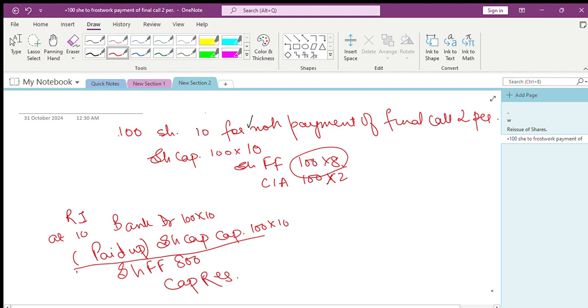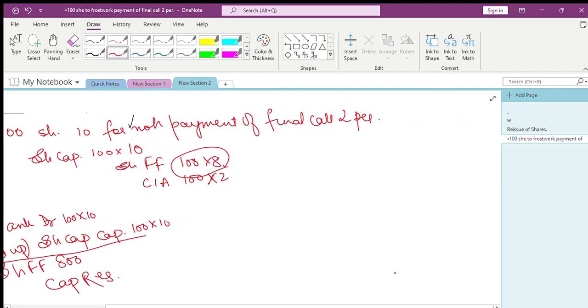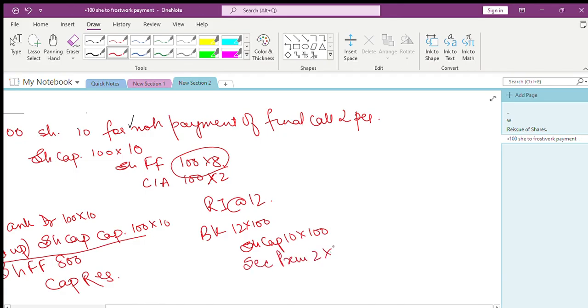What if this was reissued at rupees 12 per share? That means 2 rupees more. Bank debit 12 into 100. Share capital gets credited with face value 10 into 100. Securities premium gets credited with 2 into 100. Now again we have made a profit of 800 and no loss. So we transfer the share forfeiture balance of 800 to capital reserve, same amount.